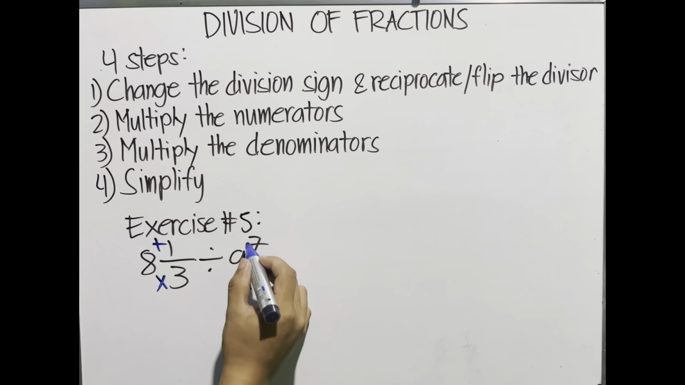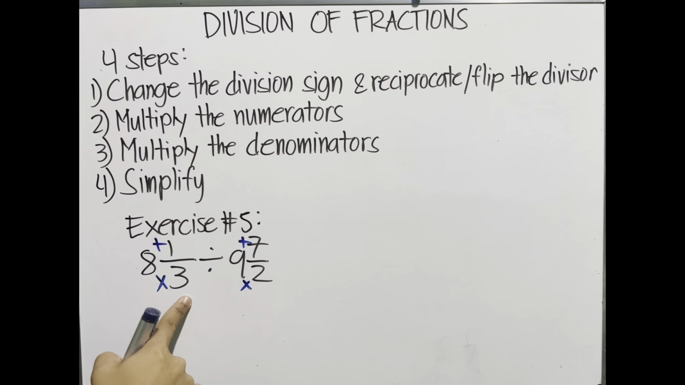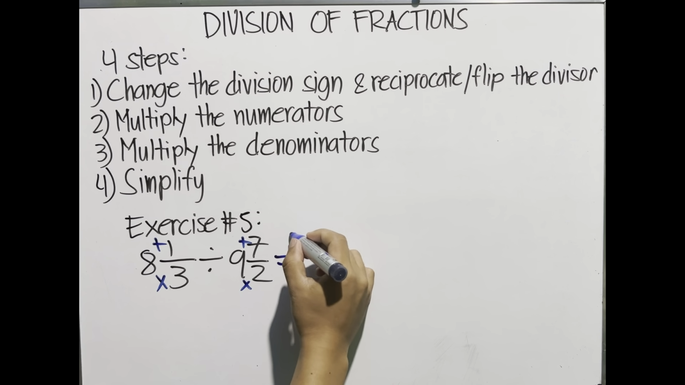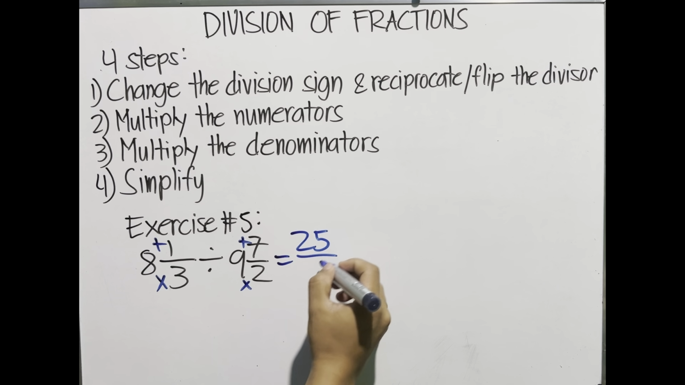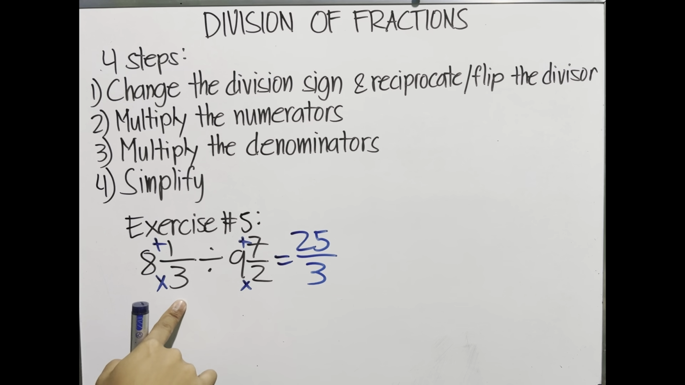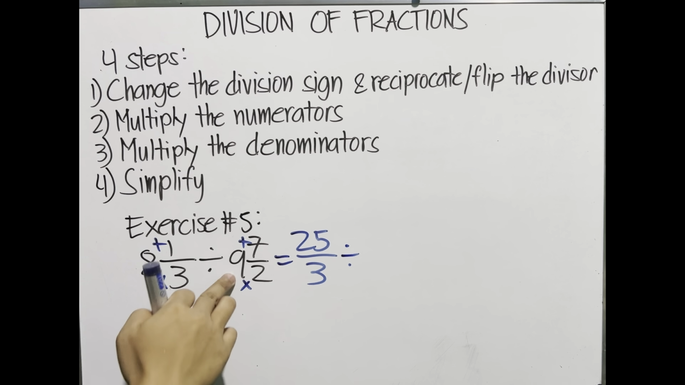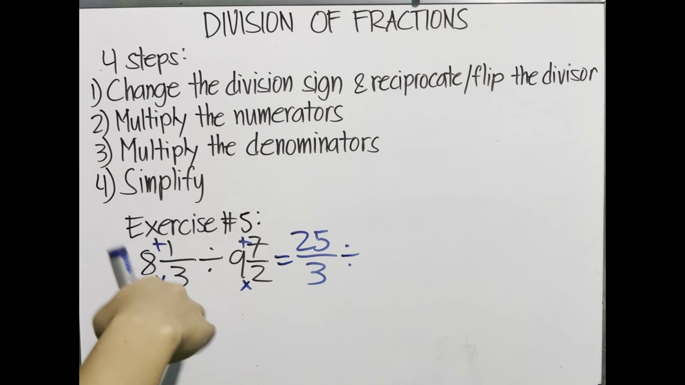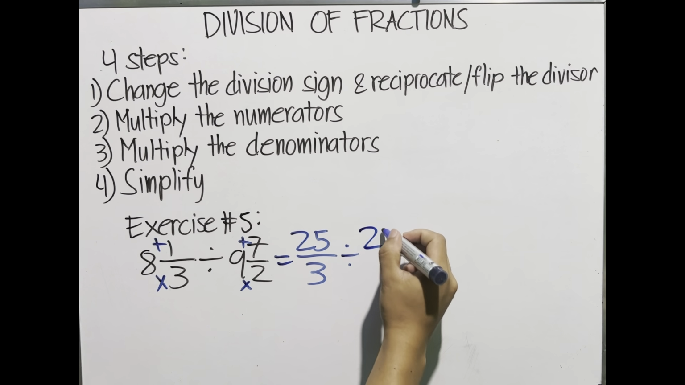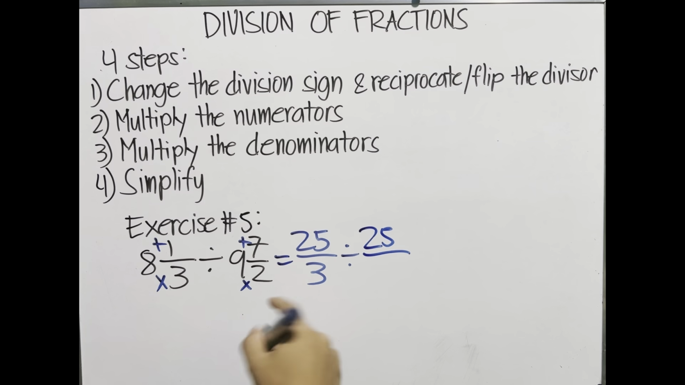So times plus, so 3 times 8, 24, plus 1, that is 25. Copy 3 divided by 9 times 2, 18, plus 7, that is 25, divided by 2, copy 2. So yan, pwede na siya, improper fraction.